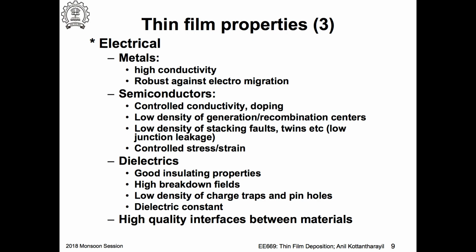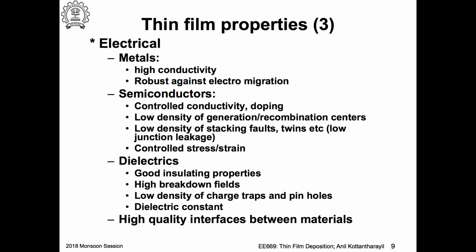Now if you look at the properties of interest from an application point, for VLSI for example, electrical properties are important. So if you look at metals, you usually target high conductivity, and it should be robust against electromigration, which I already mentioned. You may think electromigration for copper, for example, is decided by the properties of the material. But we already discussed that it also depends on the step coverage and the uniformity in thickness, and so on. But there are other factors.